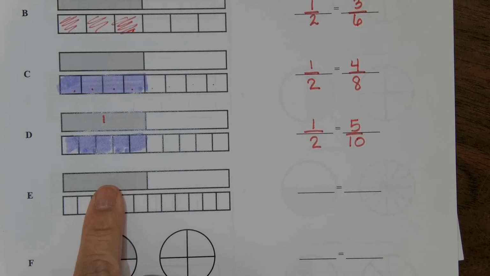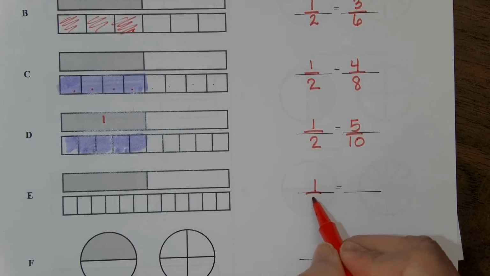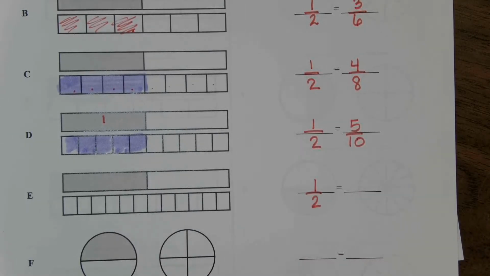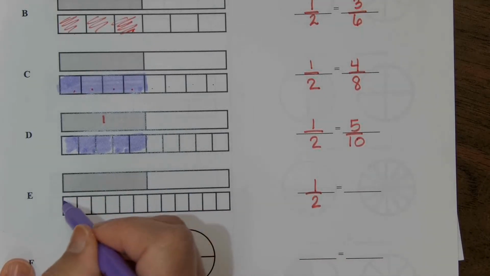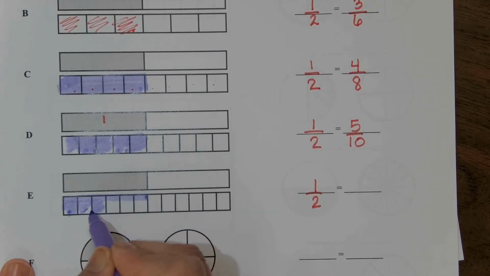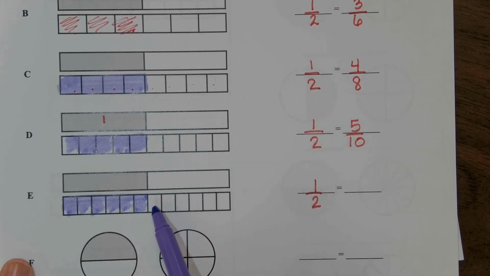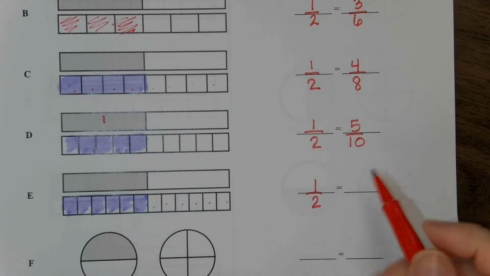Letter E. What fraction is shaded on the top rectangle? 1 out of 2. 1 out of 2 is equal to, how many parts do I have to shade? I have to shade in 1, 2, 3, 4, 5, 6 parts out of 6, 7, 8, 9, 10, 11, 12. 6 out of 12 equal parts.